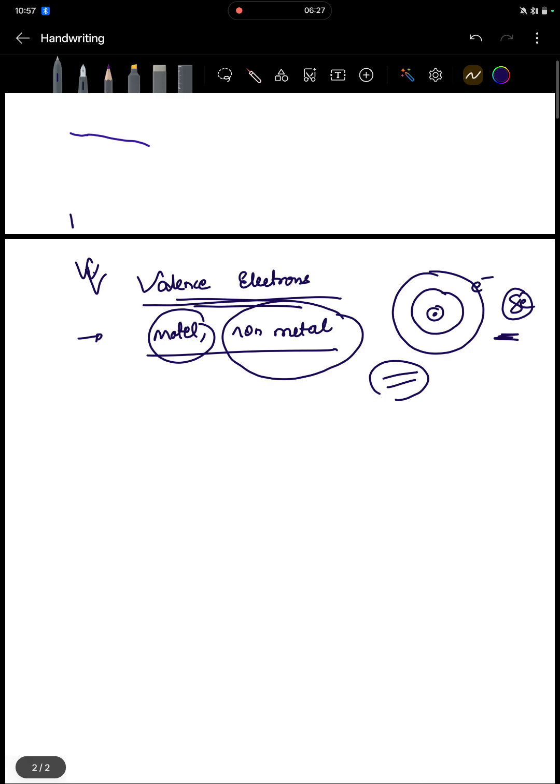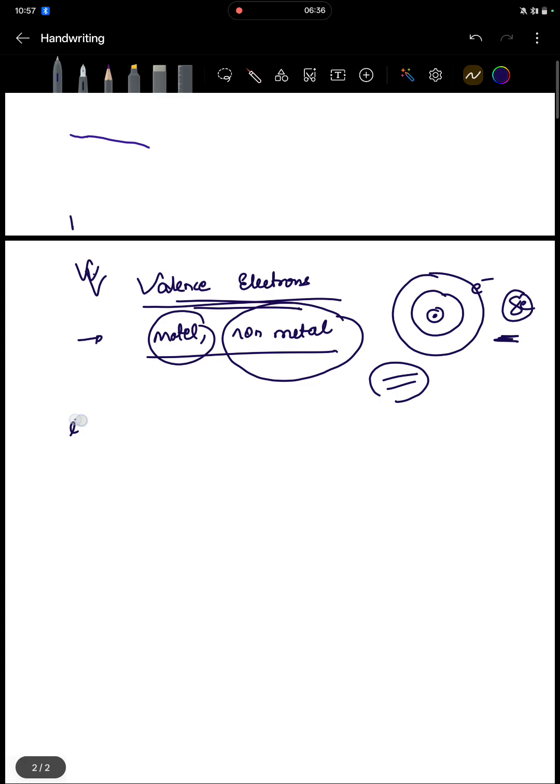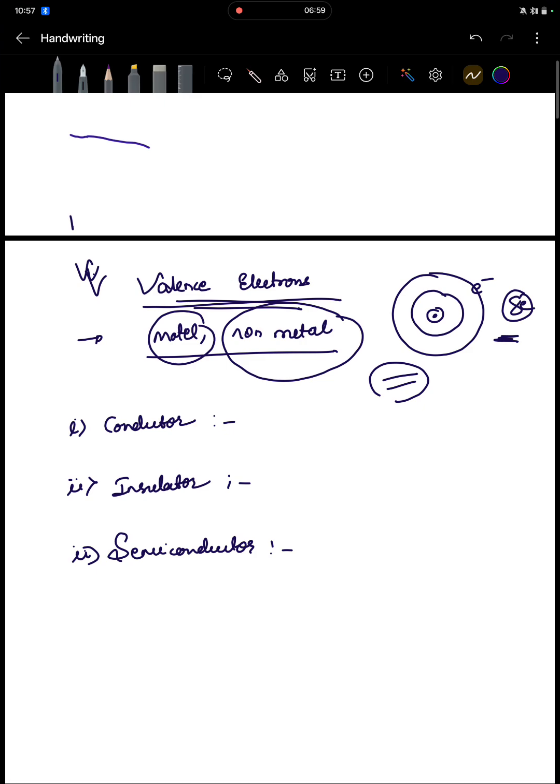Next, we can see three important terms here. One is conductor, another one is the insulator, and the third one is semiconductors. On the basis of electrical conductivity, materials are generally categorized into conductor, insulator and semiconductors.